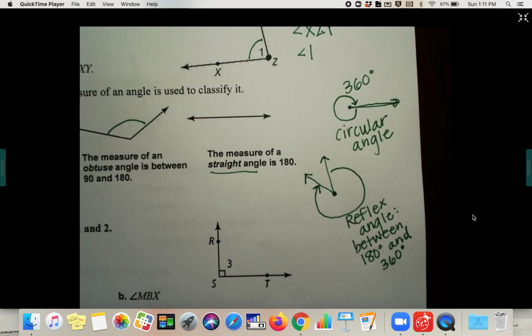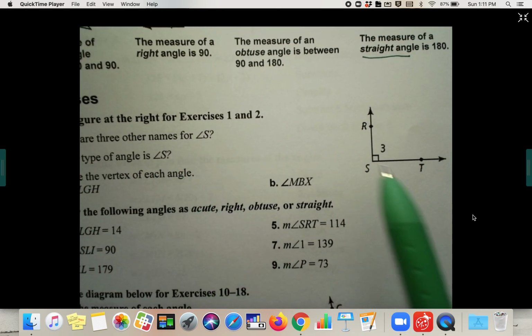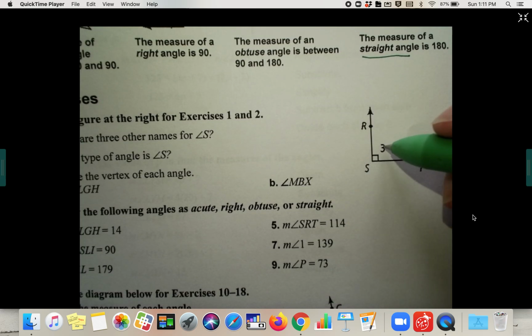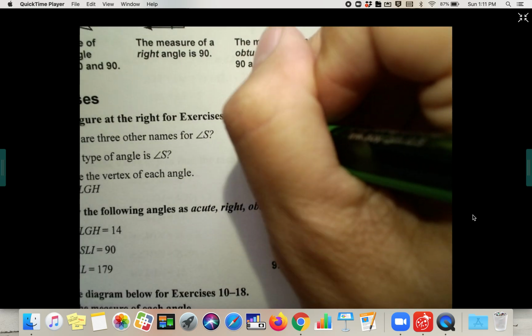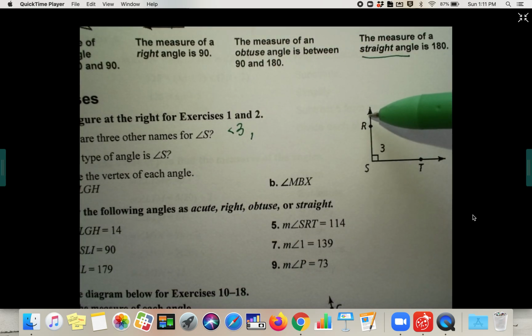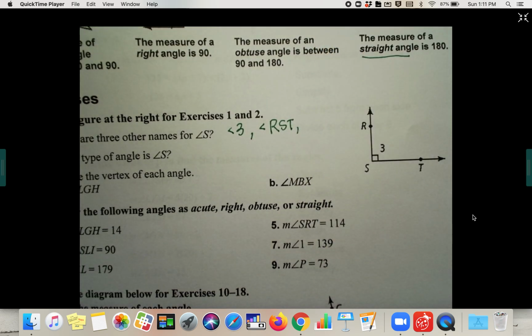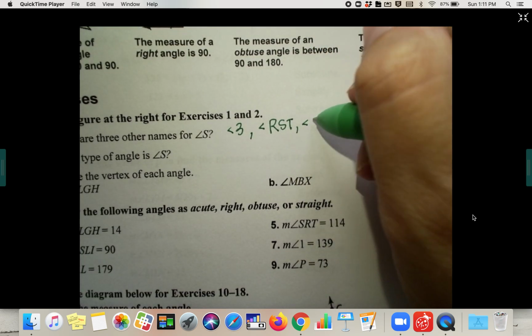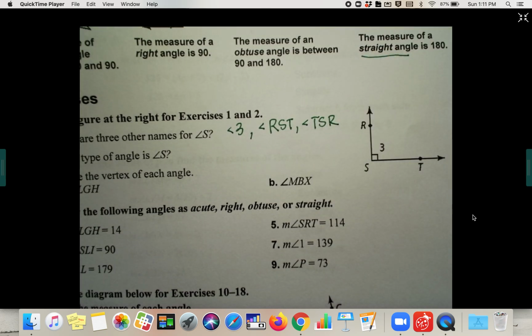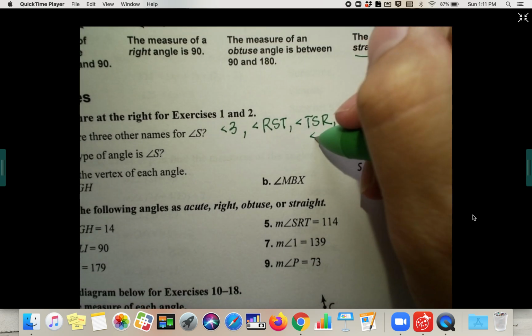All right, let's go on to the exercises. What are 3 other names for angle S off to the side? You can name it again by its number, so it could be called angle 3. It could be called by going in order from the ray to the vertex to the other ray, so angle RST. It could go the other direction, angle TSR. And you could also just name it by its vertex, angle S.